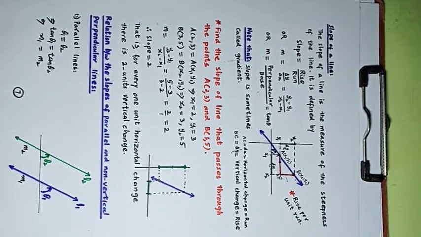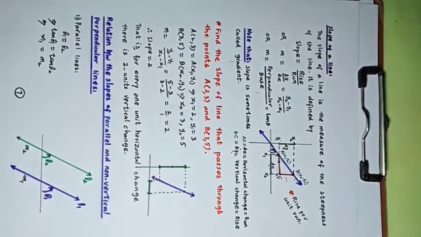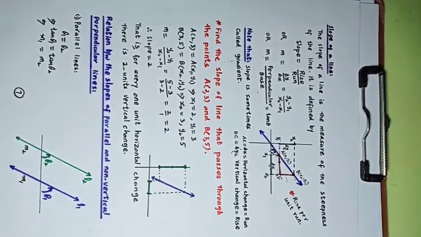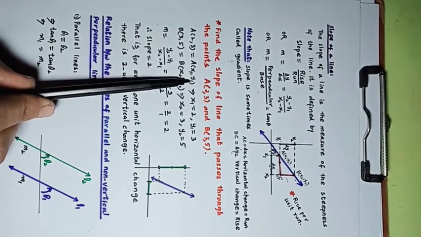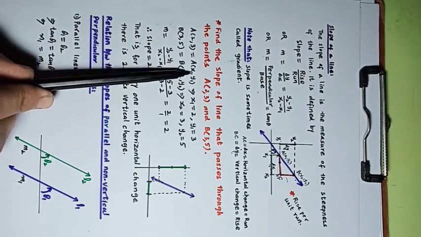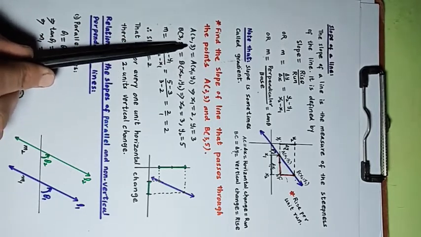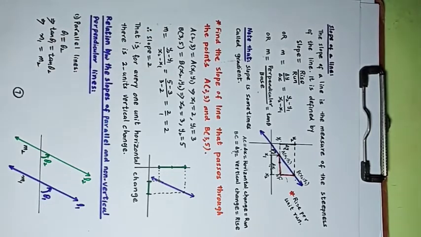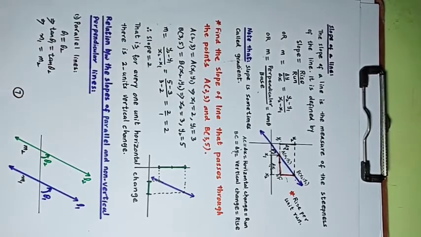Find the slope of a line that passes through the points A with coordinates 2, 3 and B with coordinates 3, 5. Dear students, this is the first point and this is the second point. Suppose that this point is A, x1, y1, the first point. Comparing the coordinates, we have x1 is 2, y1 is 3. And this is the second point, and we have taken it x2, y2. Comparing the like coordinates, we have x2 equals 3 and y2 is equal to 5.